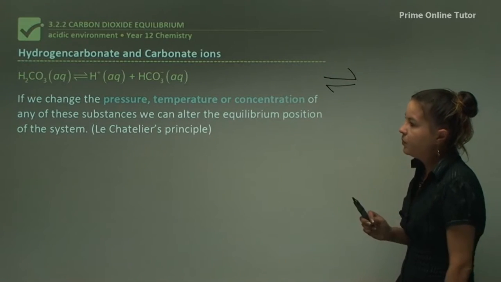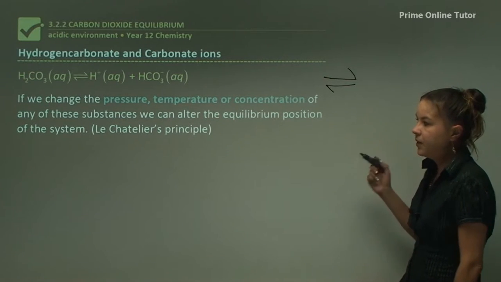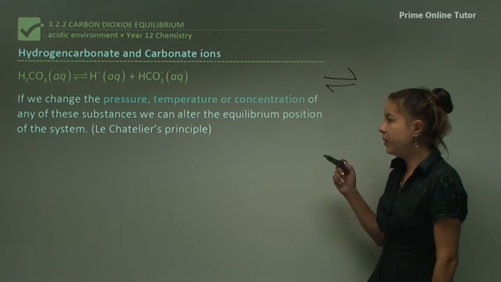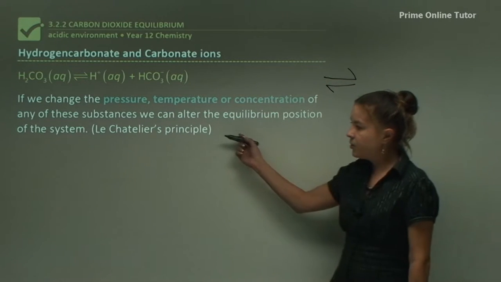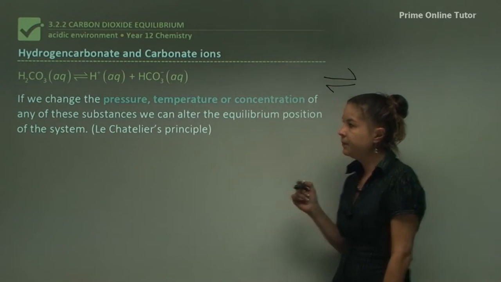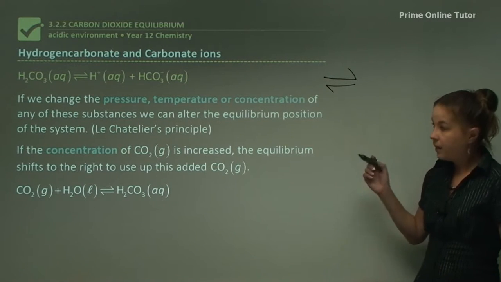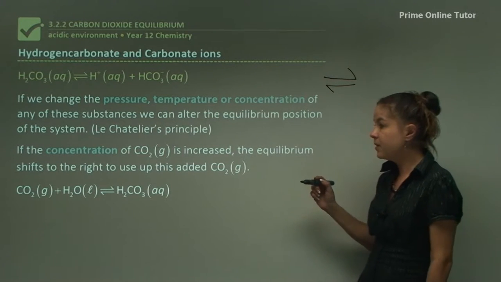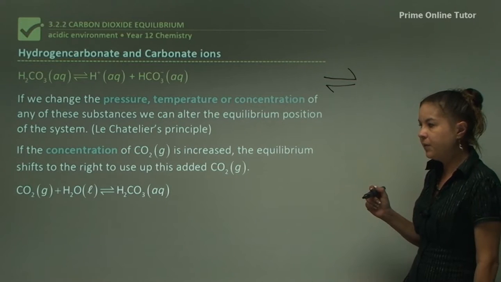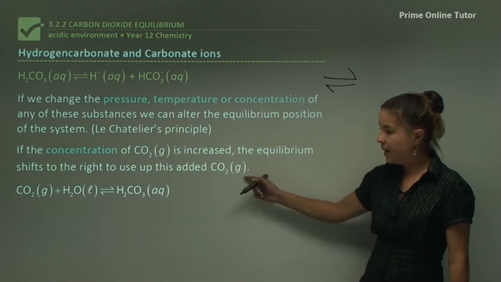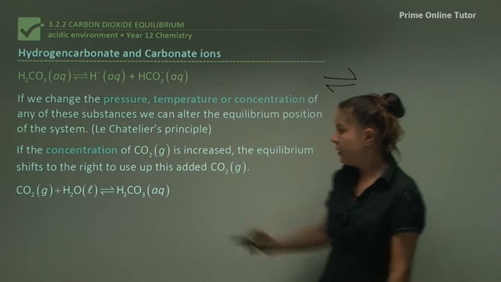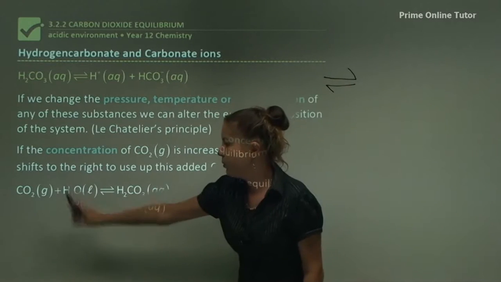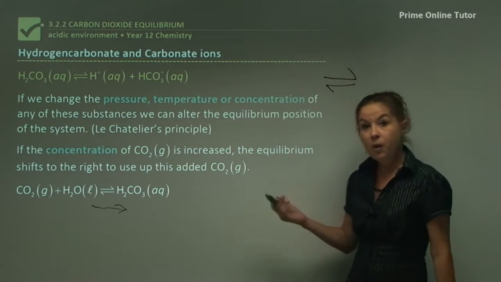So, just to remind you of the equation at the top, if we change the pressure, temperature, or concentration of any of these substances, we can alter the equilibrium position of the system. So this all goes back to Le Chatelier's principle. Now, looking at those 3 different condition changes, if the concentration of CO2 gas is increased, the equilibrium shifts to the right to use up the added CO2. So looking at the equation, if CO2 gas is increased, the equilibrium will shift to the right to compensate for this change.